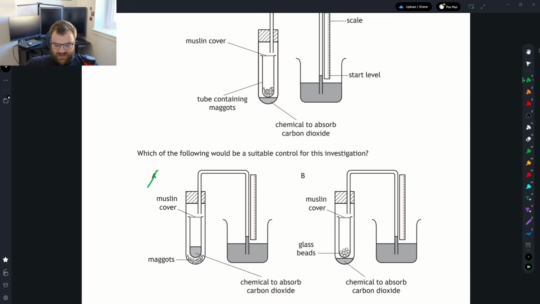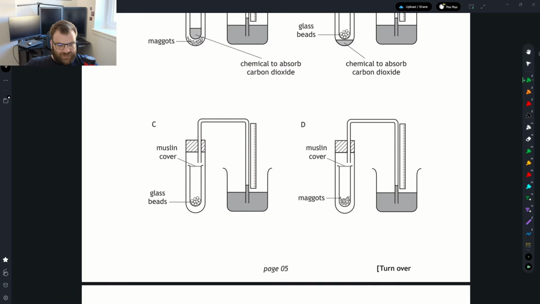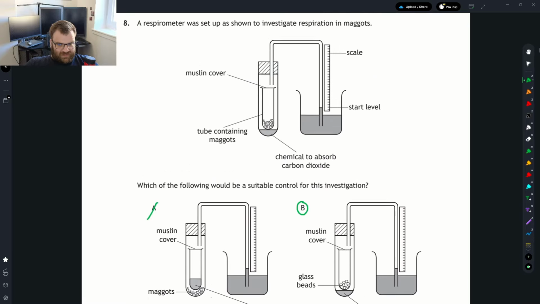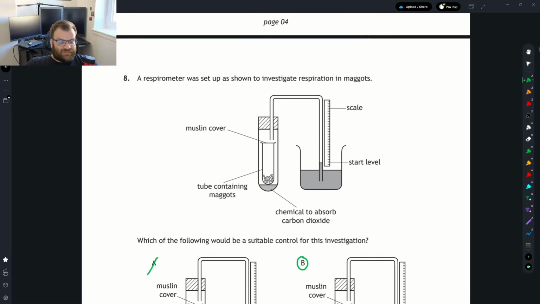Next one, the beads are where the maggots were. Everything else looks the same. That looks quite helpful there. And C, yes, we have the glass beads, but we don't have any of the chemical to absorb carbon dioxide, which isn't what we're asked to do. And the last one, it's the same setup apart from no chemical to absorb carbon dioxide, and it's not going to be that one there. So looking at the maggots, so repeat it either with a replacement for the maggots, or sometimes they might even do it with dead maggots to see that the maggots have to be alive to carry out respiration.